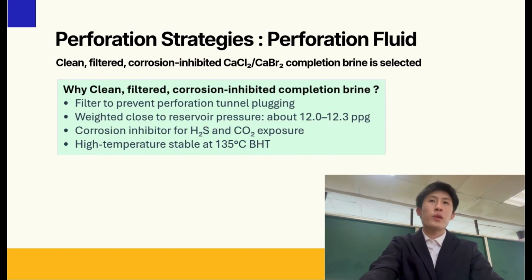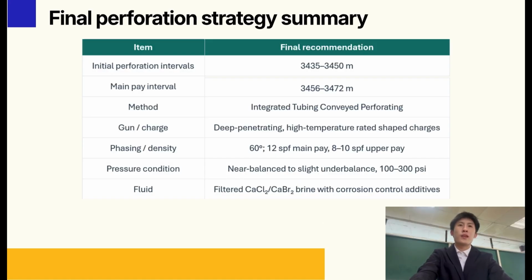And for the perforation fluid, we are going to use corrosion inhibited fluid because this well is a corrosive well. It has H2S and CO2 exposure. So corrosion inhibited fluids, such as CaCl2 and CaBr2, will be really suitable perforation fluids for our well. This is our final perforation strategy summary for our well.